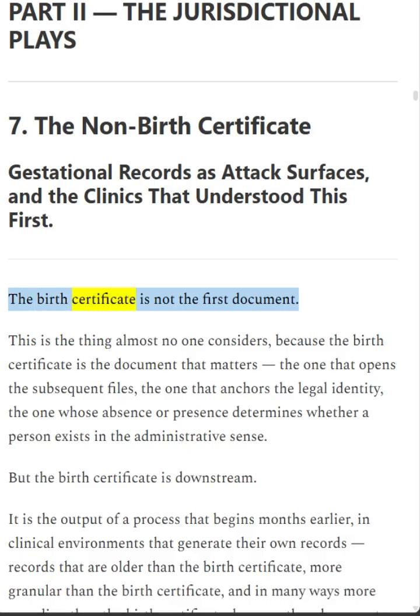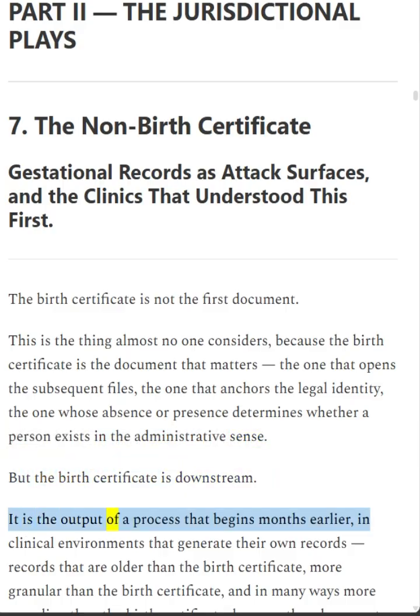The birth certificate is not the first document. This is the thing almost no one considers because the birth certificate is the document that matters, the one that opens the subsequent files, the one that anchors the legal identity, the one whose absence or presence determines whether a person exists in the administrative sense. But the birth certificate is downstream.